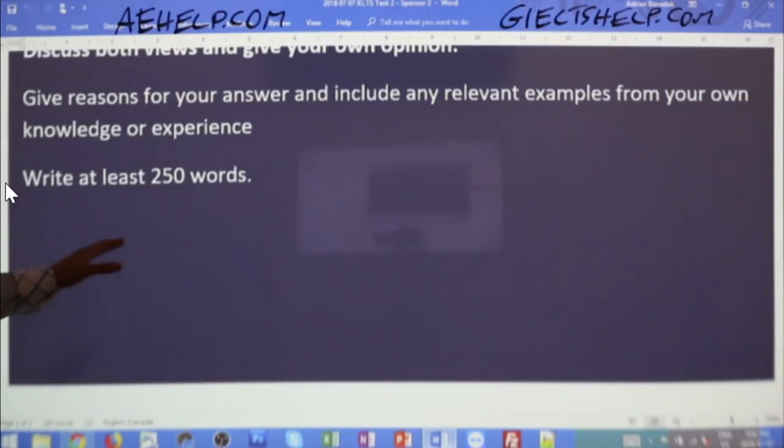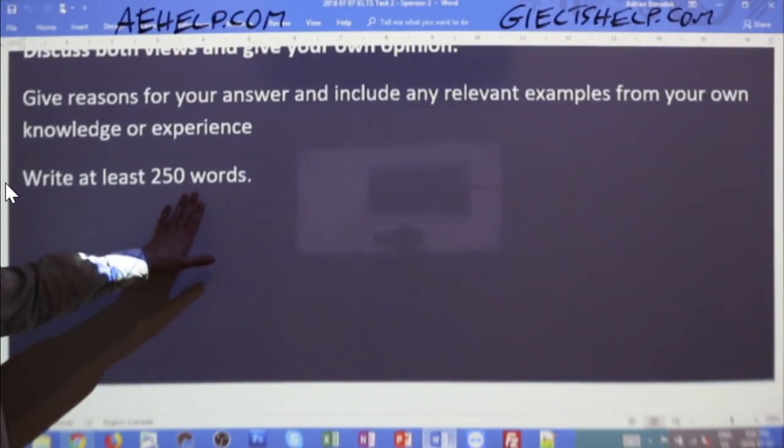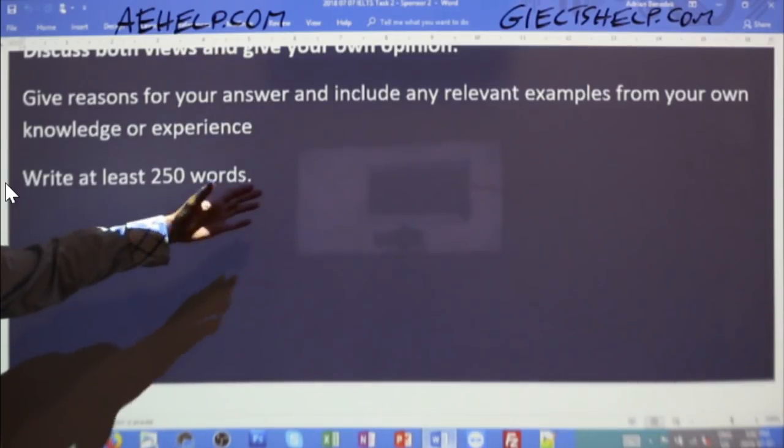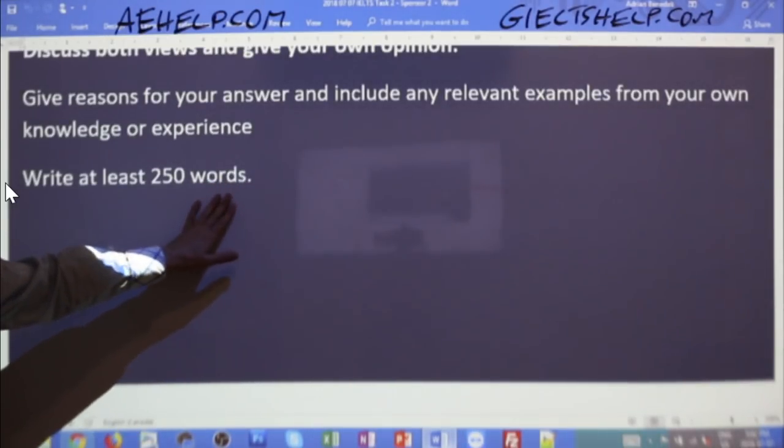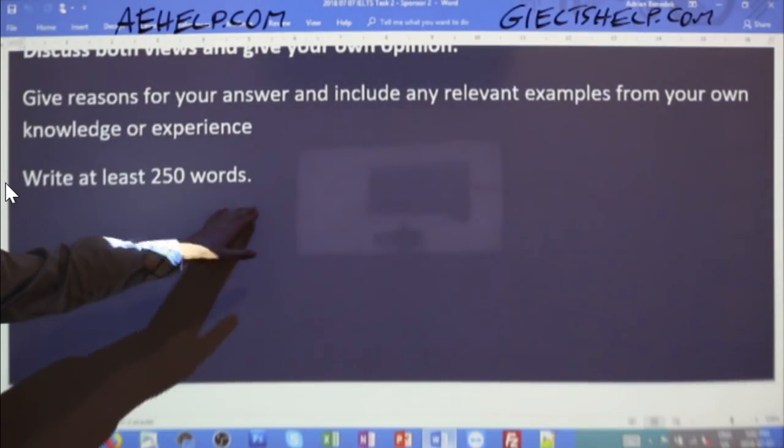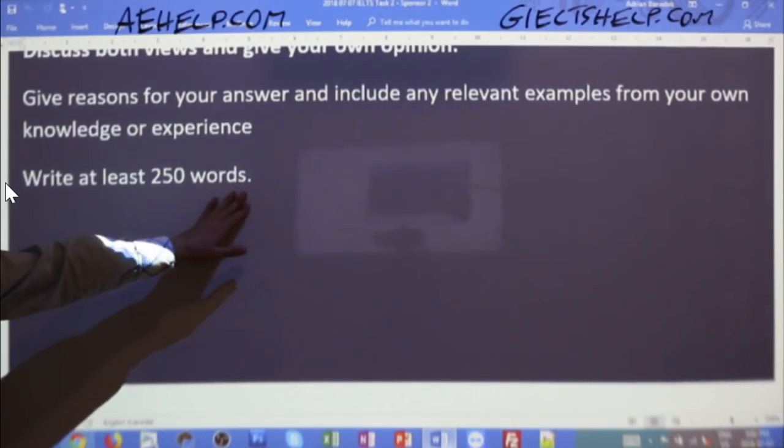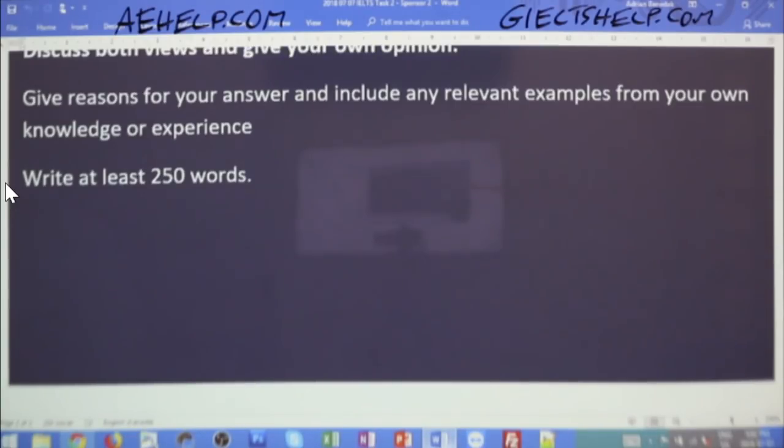That means you have to write at least 250 words to get a score of, let's say, 7, 7.5 or higher. Students who score 8, 8.5, 9, they're writing closer to 300, 350 words.